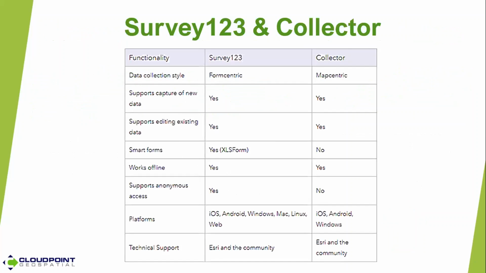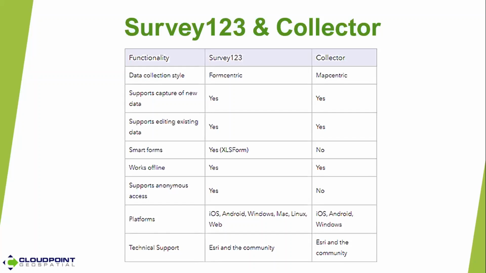Before we get going here, first I do want to touch on the differences between Survey123 and Collector. I found this table, and I think it does a good job of explaining those differences for us. We can see on the left-hand side the different functionalities, and we can see in Survey123 and Collector where those functionalities exist. The biggest difference between Survey123 and Collector is how data is collected. In Survey123, data is collected through a form, and that's exactly what we built in our first two webinars.